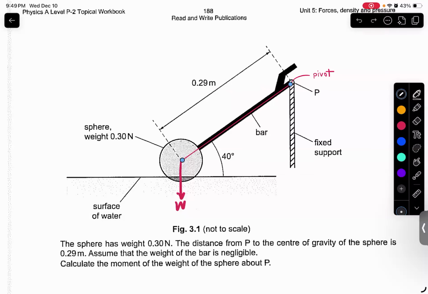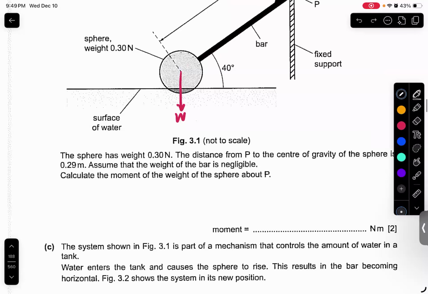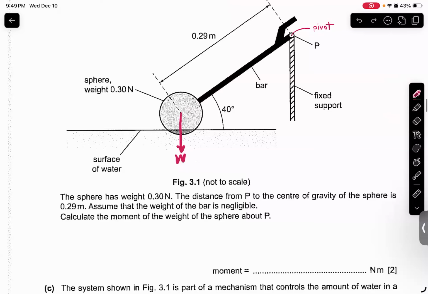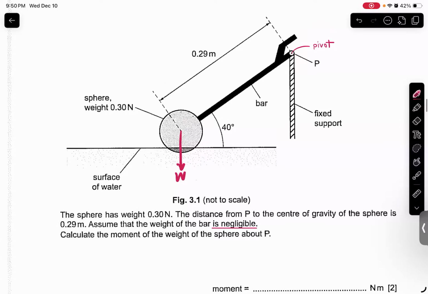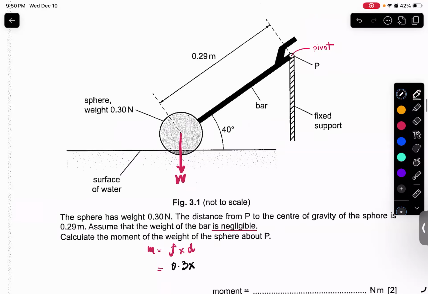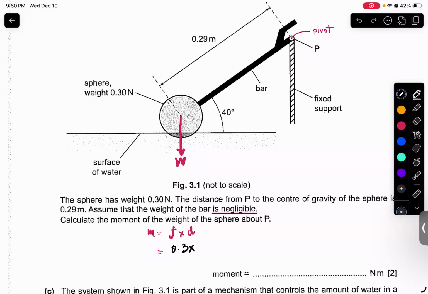Let's see what they say now. The sphere has a weight of 0.3 newtons. The distance from P to the center of gravity of the sphere is 0.29 meters. Assume that the weight of the bar is negligible. Calculate the moment of the weight of the sphere about P. Good question. Now, moment is just equal to force into distance, right? Force multiplied by distance from the pivot. How do we do that? We know the weight is 0.3 newton. What is the distance to the pivot? 0.29. Okay. Is that right?